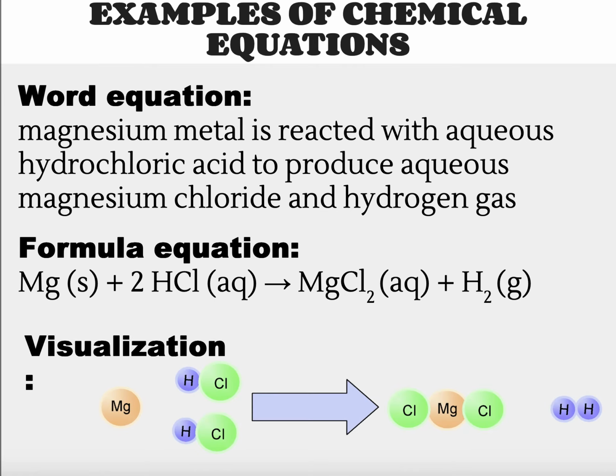And this helps us to just see a visualization of what is going on at the atomic level. So we have one magnesium atom reacting with two hydrochloric acid molecules, and what we get in the end is one magnesium chloride molecule, MgCl2, and hydrogen gas, H2.